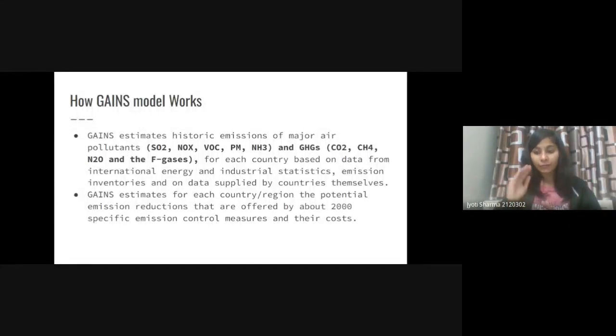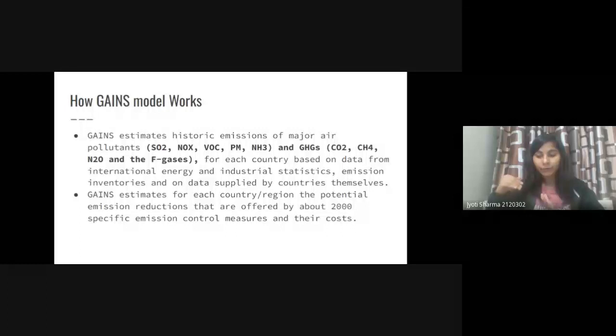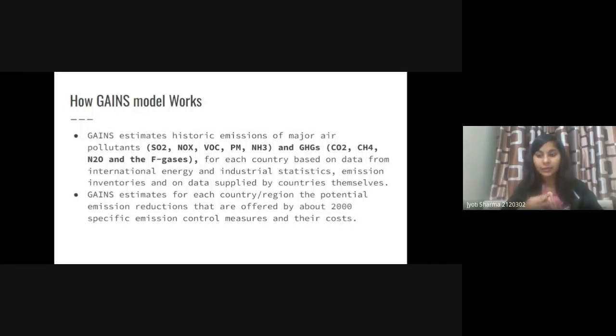Then you have different options after that, based on mitigation measures. For example, you are improving your engine, or you are having some kind of policy that can control pollution. So you have different types of intervention, and if you apply that intervention, your emission can be reduced. You have about 2000 specific emission control measures, so you have to select which measure you can take in the future.